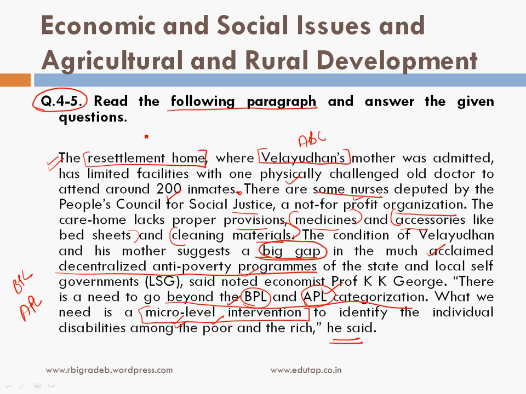Let's read this paragraph first. What we need is a micro level intervention to identify the individual disabilities among the poor and the rich. What we need is a micro level intervention to identify the individual disabilities, important word, individual disabilities among the poor and the rich. Right. That is why we need to go beyond the BPL and APL categorization.